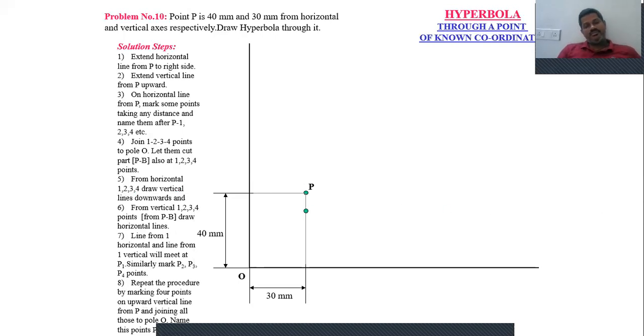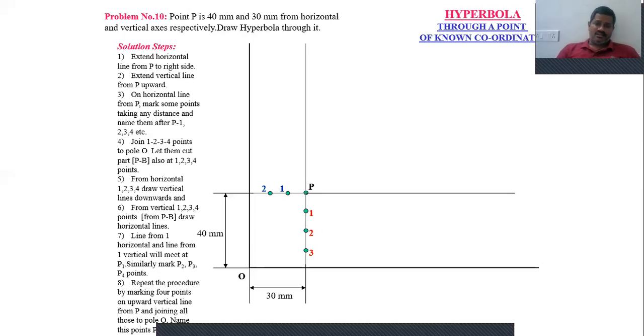Now extend point P, or divide this vertical line at point P, into a convenient equal number of divisions. Similarly, divide this horizontal line of point P into convenient equal divisions. Say, I am dividing this into 3 equal divisions: 1, 2, 3. And I have divided the height of this point, 40, into 4 equal divisions. I have divided this 30 into 3 equal divisions. Then extend point P horizontally, and extend point P vertically also.